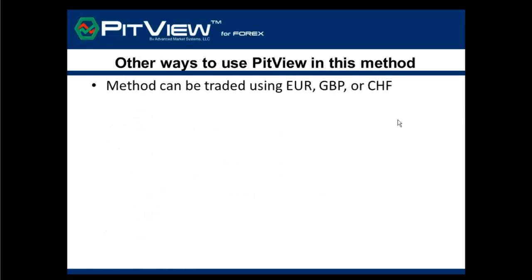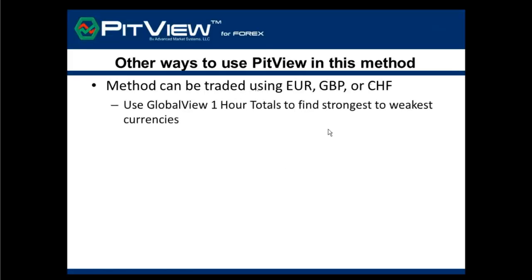Other ways we can use PitView in this method would be with Euro, Pound, or Swiss. You can use Global View to try to filter out which one of those 3 currencies gives you the best opportunities as far as strength and weakness goes in the market, which currencies are in play. For this case, you may only need it on a 1-hour time frame. Since you're an intraday trader, you may just be stepping it up to a 1-hour time frame to look at where the Global View is ranking the currencies from strongest to weakest. I'll show you what that looks like.